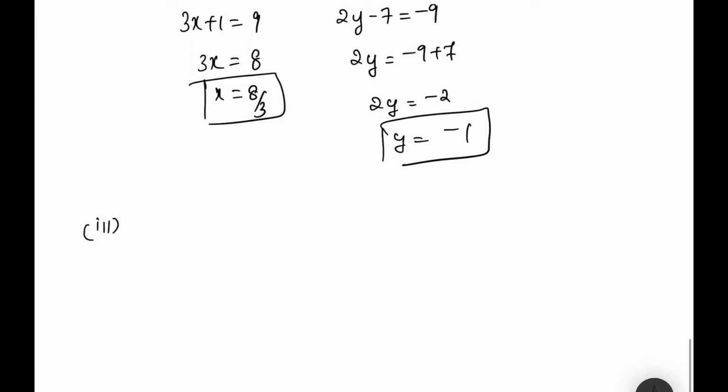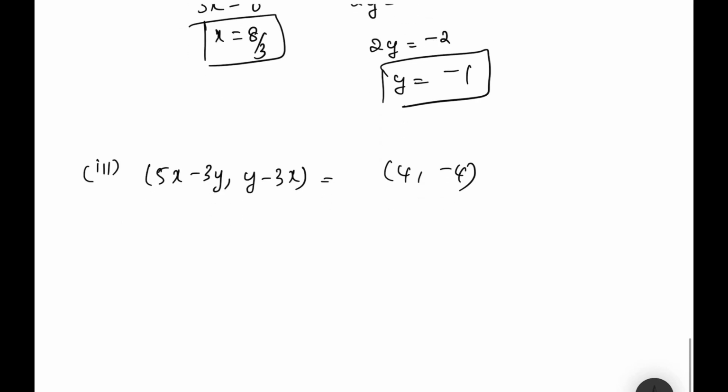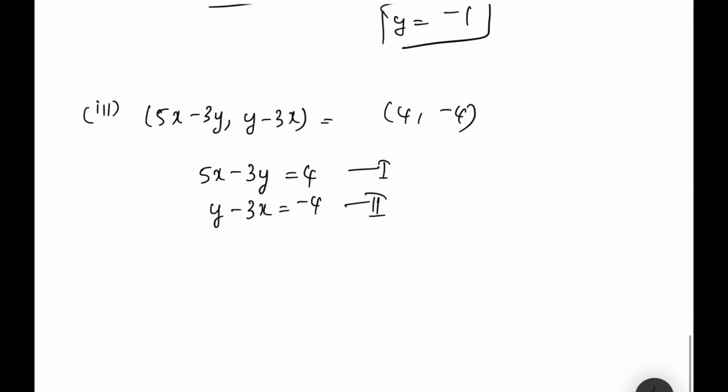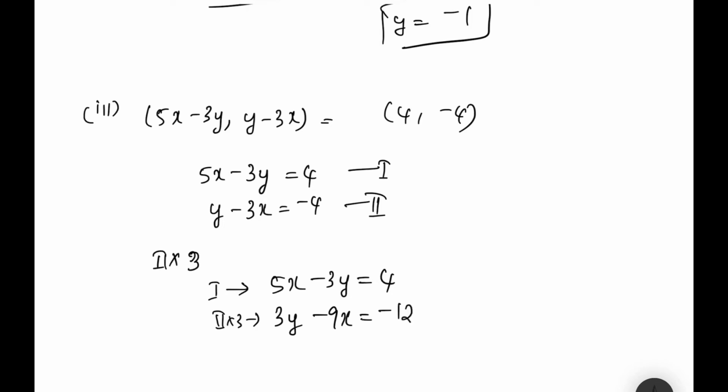Similarly, the third sub question, (5x - 3y, y - 3x) you have, that is equal to (4, -4). Let us see how to solve it. First equation you get 5x - 3y is equal to 4. Second you will get y - 3x is equal to -4. Equation 1, equation 2. Here we can use the simultaneous equation method, right? So I can use equation 2 into 3. Right, so 1 I will write just like that. 1 will be 5x - 3y equal to 4. Second one into 3 will give you 3y - 9x equal to -12.